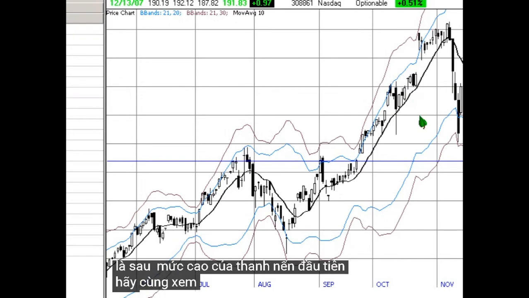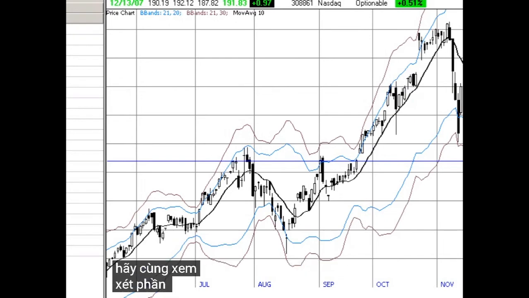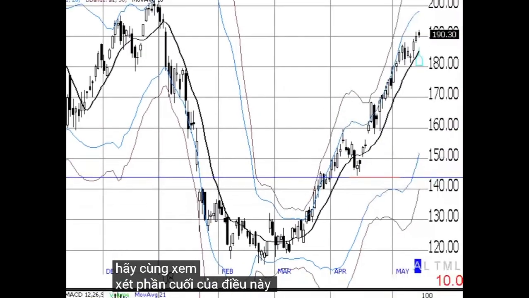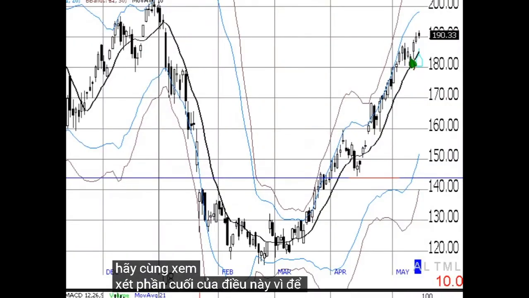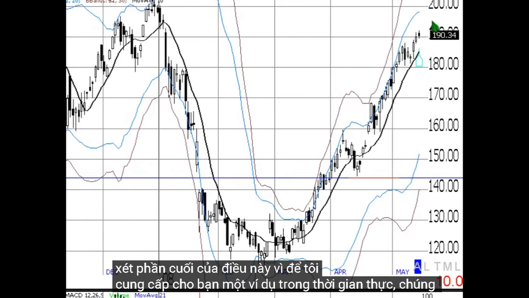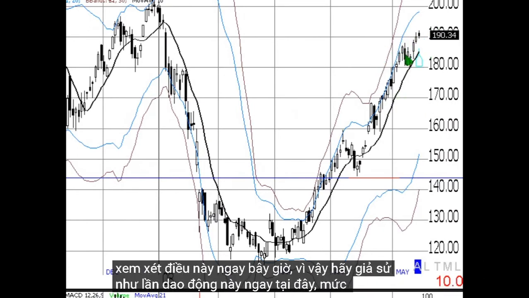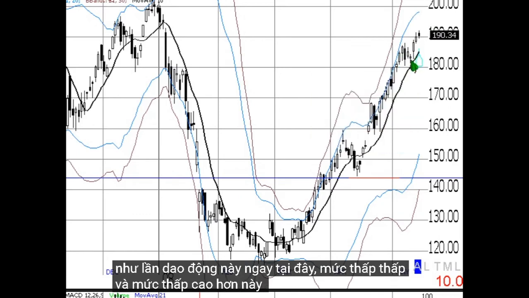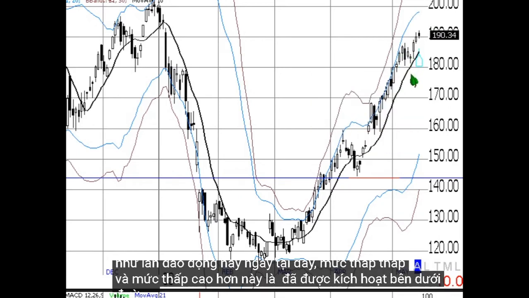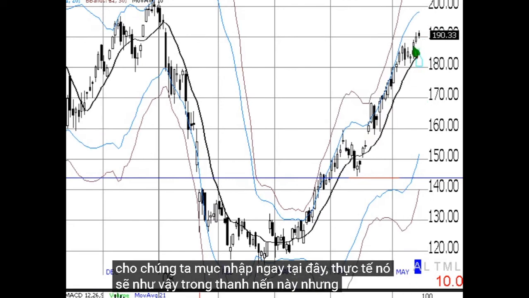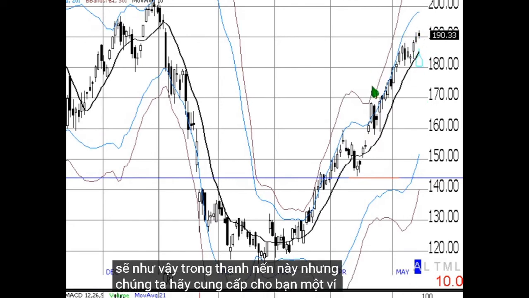Let's go take a look at the end of this, because for me to give you a real-time example, we have to look at this right now. So let's pretend like this swing right here, this low, lower low, and higher low, was triggered below the 21-day moving average. This would give us entry right here. Actually, it would be in this candlestick, but let's just kind of give you an example here real quick.